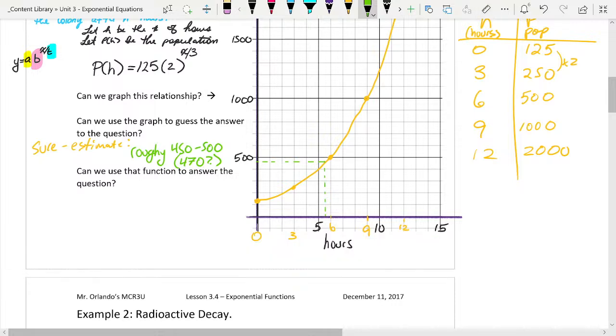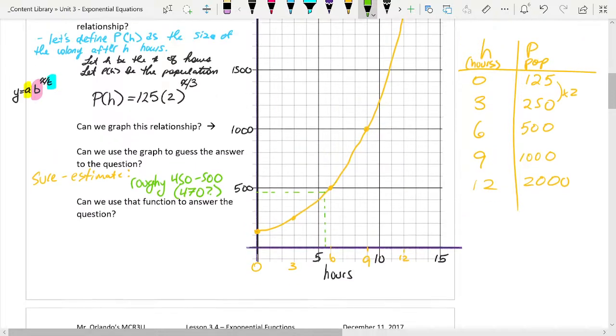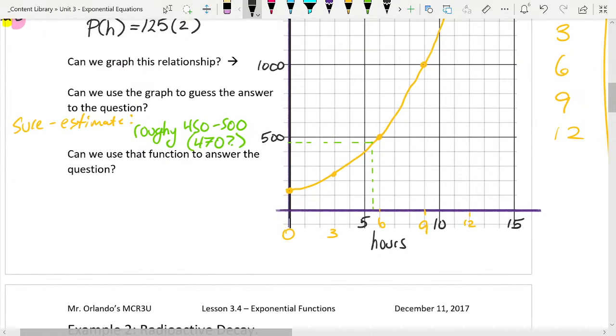No. So what should we use? We can use our function. What I would do is take our function and evaluate it where h is equal to 5.5. And so what would I do? I'd say 125 times 2 to the exponent 5.5 divided by 3, and you can just plug that into your calculator.